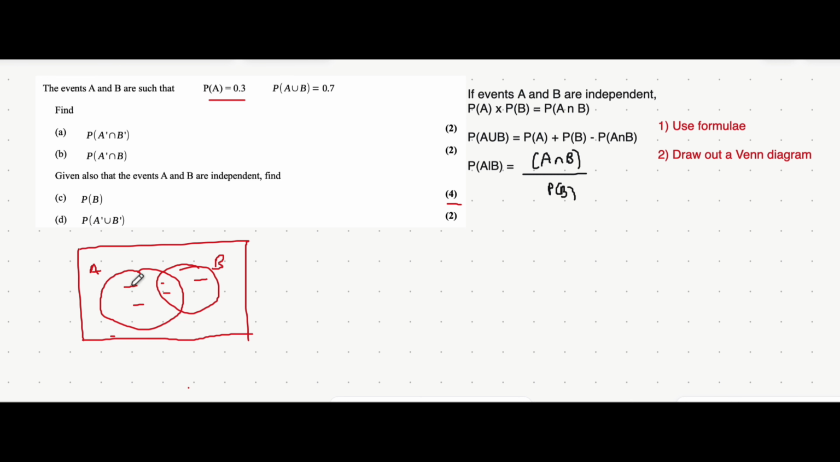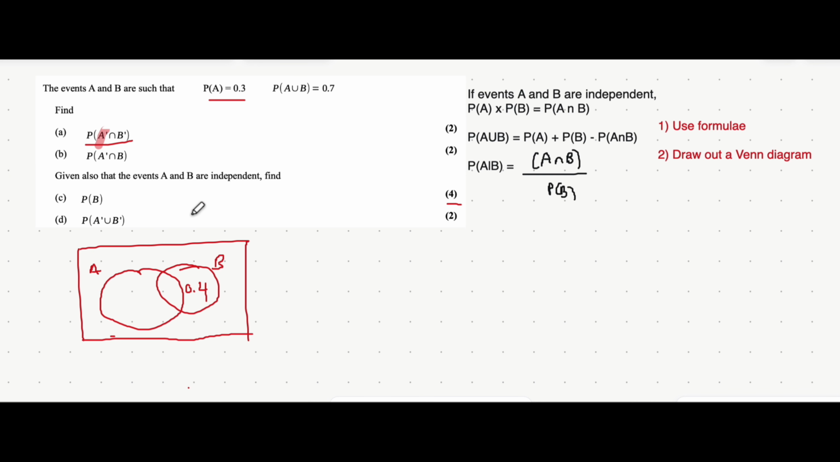So if we know that all three sections add up to 0.7, but two sections add up to 0.3, automatically we know that this leftover part is 0.7, take away 0.3, because it's the difference between them. So if we do that, 0.7 take away 0.3, we get that this section, the only B part, is 0.4. Now that might not help with this, so it says probability of not A intersect not B. That's everything on the outside actually. And actually I'm going to show you a method as to why that is.